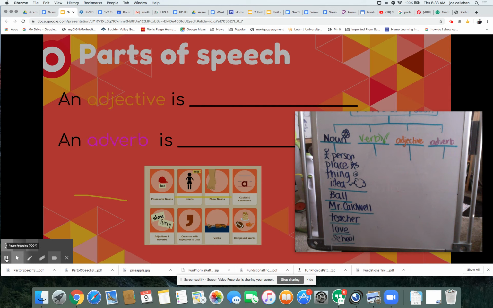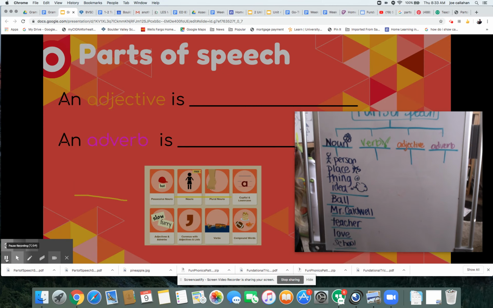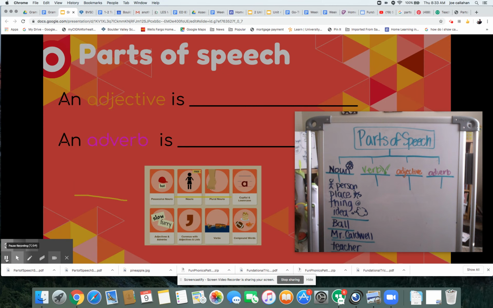Okay, Mavs, now I want you to do that exact same thing. Tell me what it is, and then give me some examples for verbs, adjectives, and adverbs. Let's see what you can do. Whenever you finish your tree map of the different parts of speech we've learned, I want you to take a picture and post it to Seesaw if you're able.